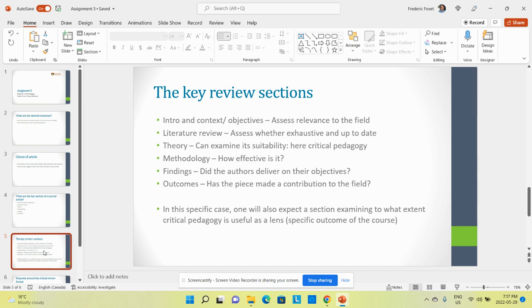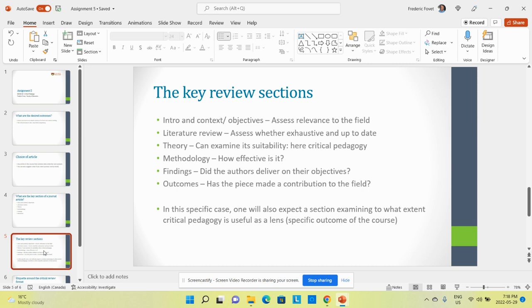And then finally, you get to the outcomes. In the outcomes, the author is coming back to the field and the literature review and stating the pertinence of what they found in relation to the field and to future researchers and future authors or future readers. So you're going to be able to assess that. Has the piece made a contribution to the field, an original contribution?